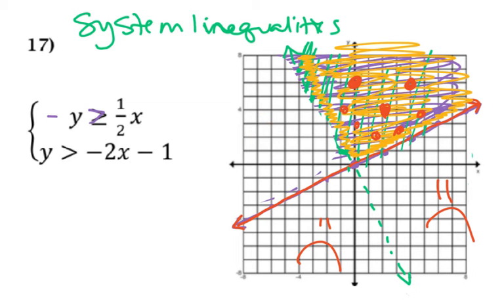You might have some that would satisfy the purple one, like right here, but they would not satisfy the green one. We're looking for where they satisfy both of them. And as far as your solution, your graph is your solution. You don't have to write anything else. You don't have to do these little dots or anything like that. Just all the shaded part.